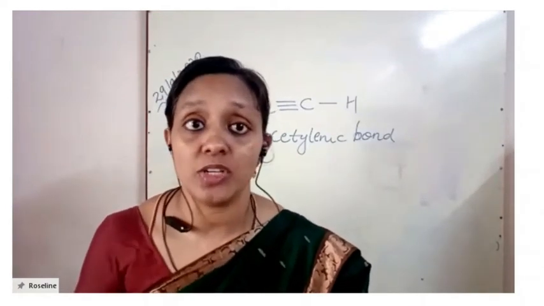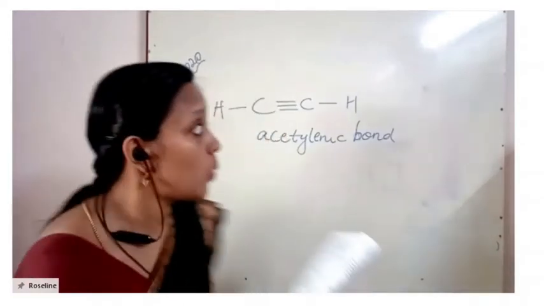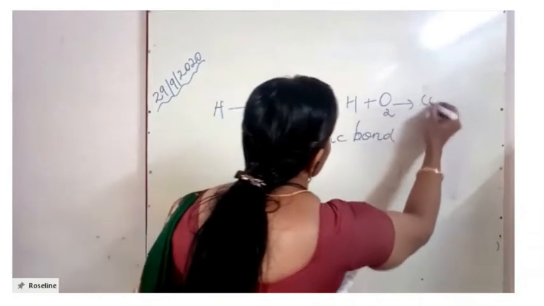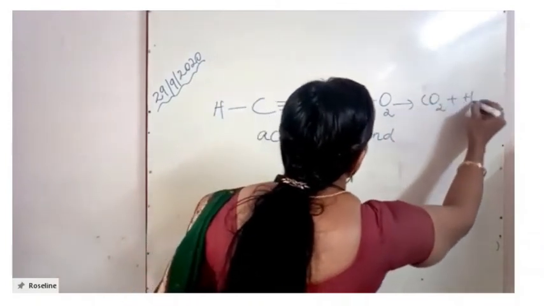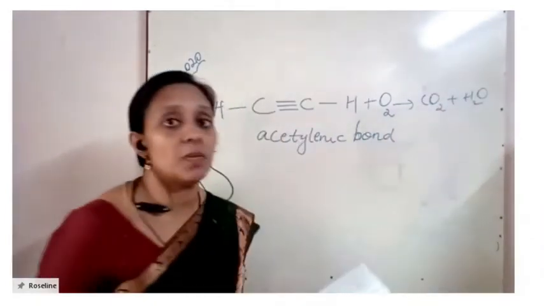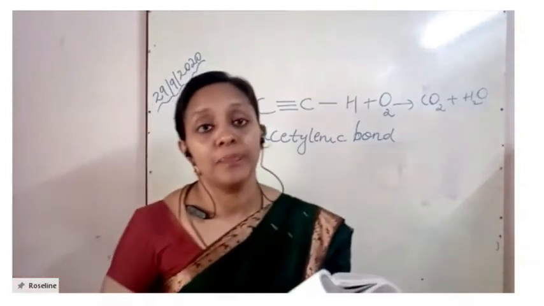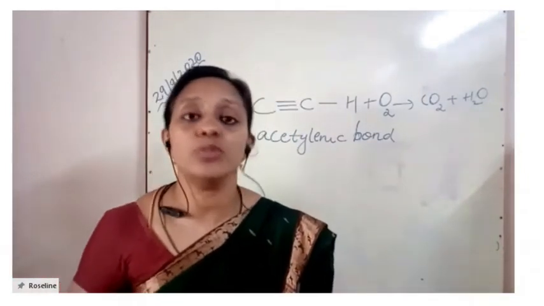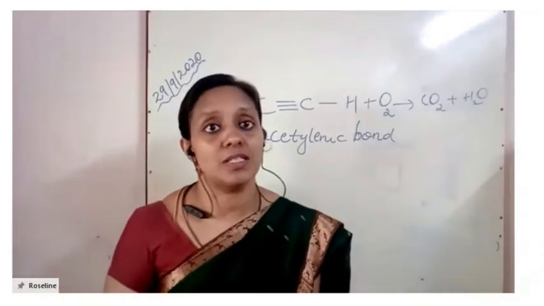Please go through the reaction which is given there. Ethyne, when it is burnt in the presence of oxygen, gives you carbon dioxide and water vapor. In all these reactions you can see the products are carbon dioxide and water vapor. But simply writing these products is of no use. You have to learn the balanced equation itself.